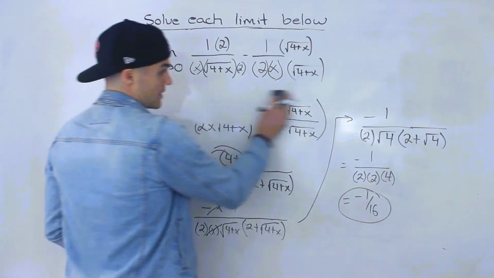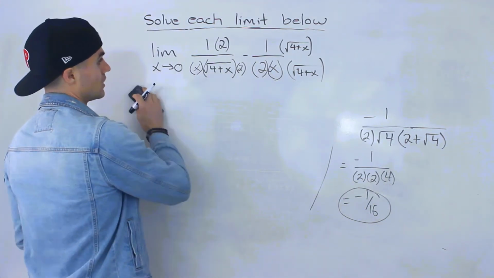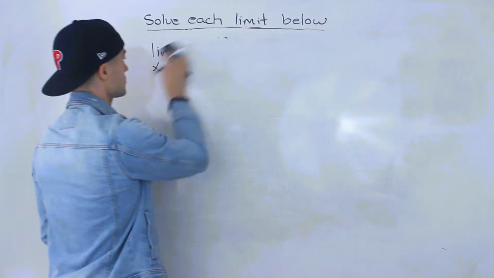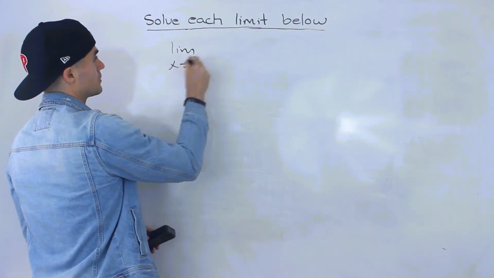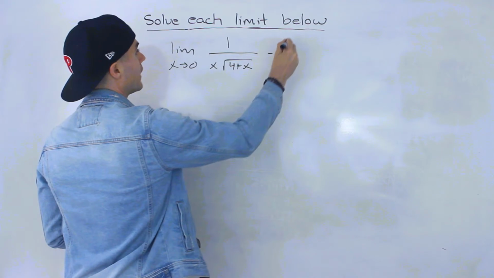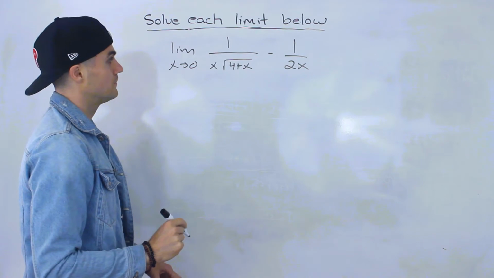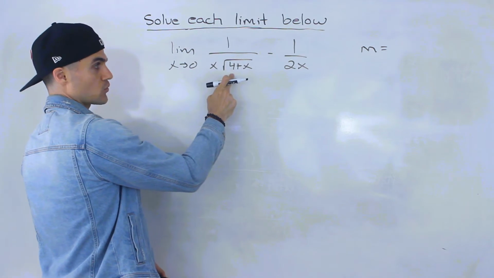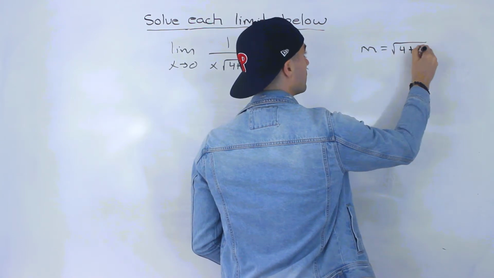Now, another way you can do it, a totally different way, is you can actually use a change of variable. So we wouldn't even do rationalization. Let me rewrite this limit again. We have the limit as x approaches 0 of 1 over x root 4 plus x minus 1 over 2x. That was the original limit. And what we can do is introduce another variable, let's call it m, and we're going to let m equal this square root here. So it's going to equal the square root of 4 plus x.